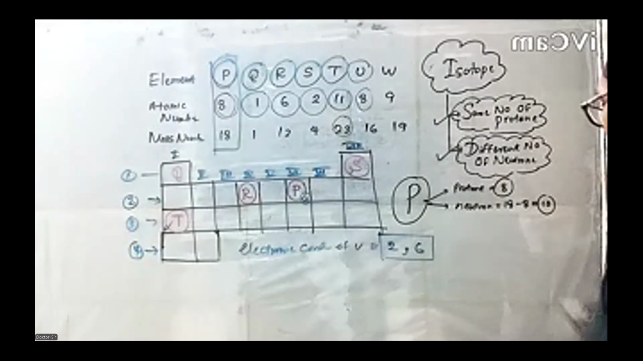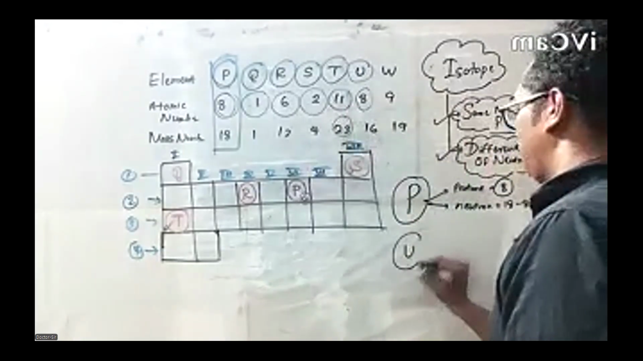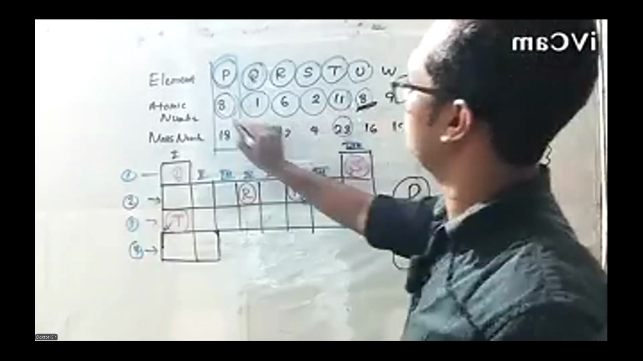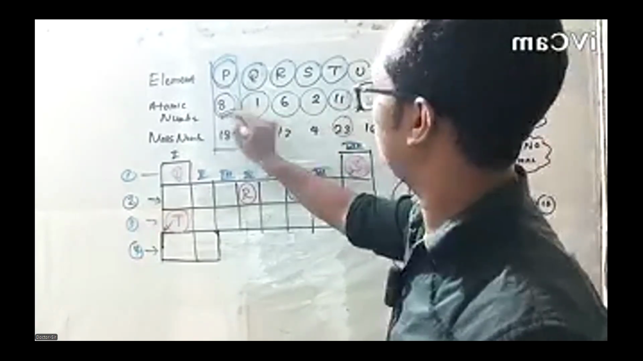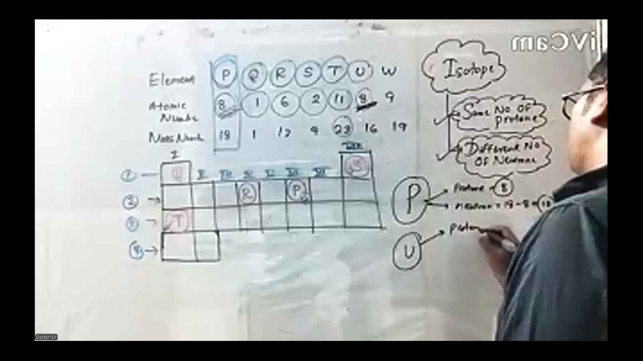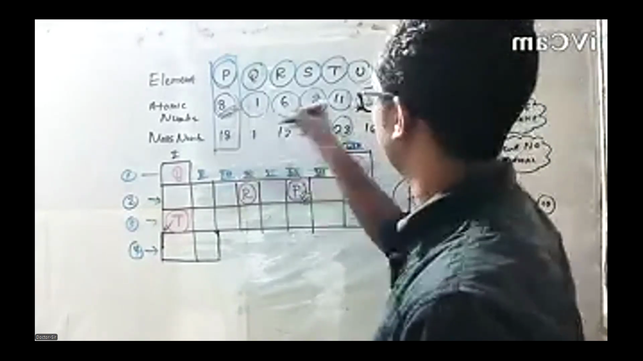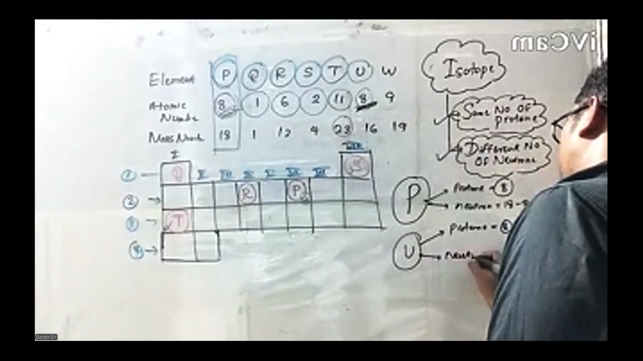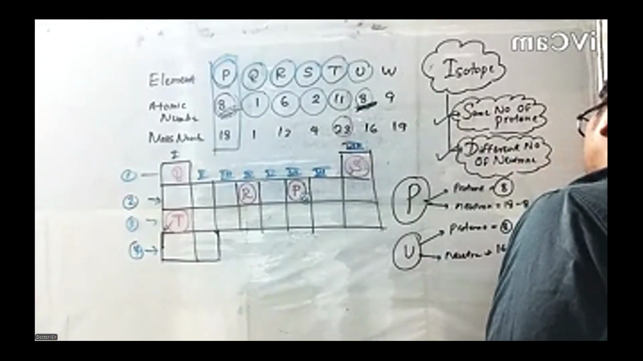Now we will look at this U. Because it also has the same electronic configuration, the same atomic number, definitely it should have the number of protons 8, right? Then here it is different. What is the neutron? It has 16 minus 8, so it has 8.